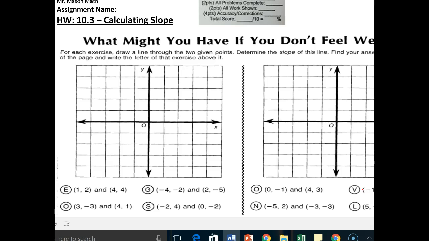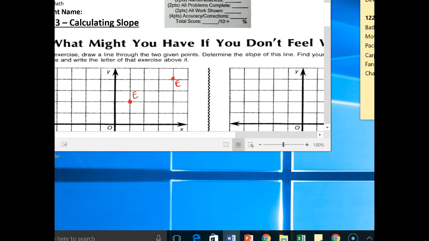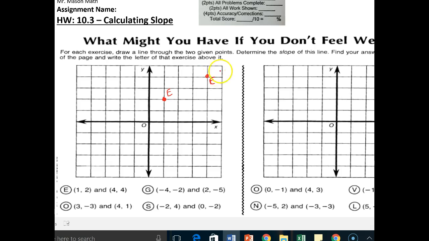So for E, you want to move right 1 and up 2, label that with a point E. And then move right 4 and up 4. So right 4, 1, 2, 3, 4, and up 4, 1, 2, 3, 4, and label that with a point E. Now take your ruler or straight edge and do your absolute very best to draw a straight line through those 2 points. So kind of like this.